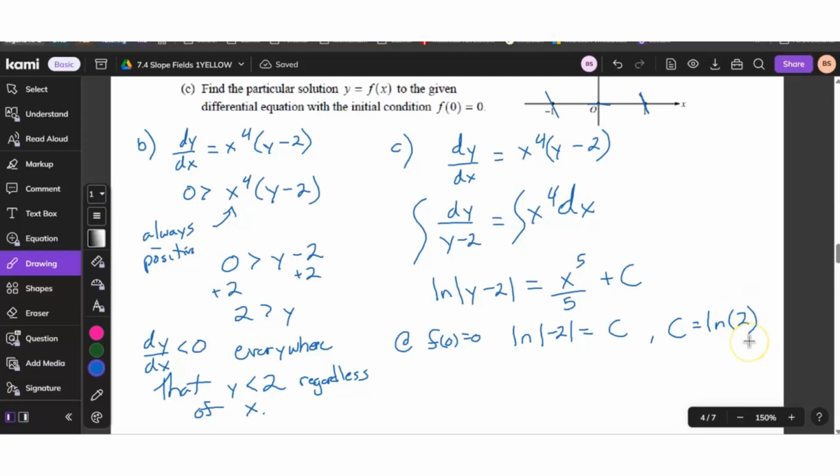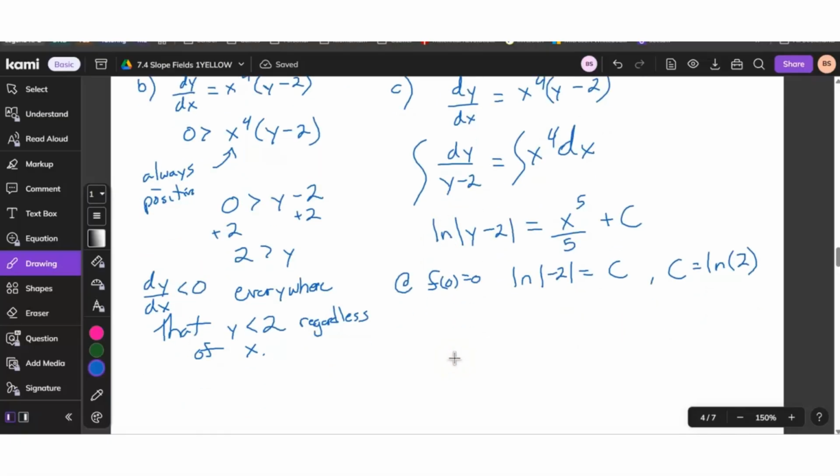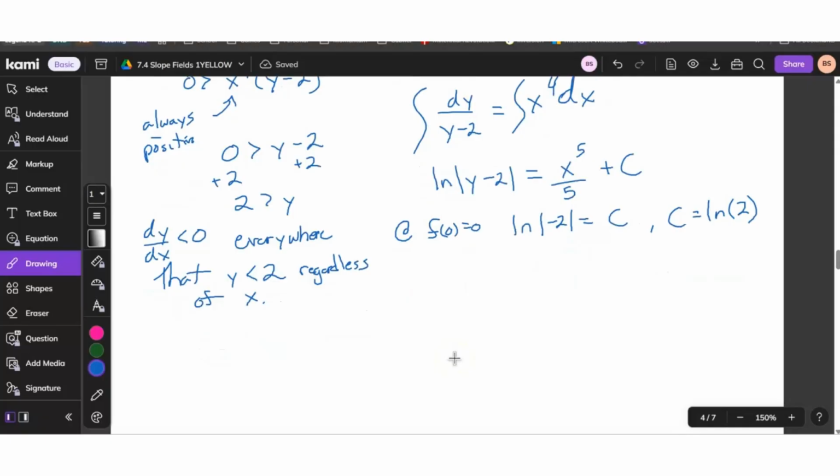What happened to x? Well, it's 0, 0, right? So 0 to the 5th over 5 is 0. Just like the y is 0, so I just got rid of them both. 0 over 5. Yep. So that's all we did. All right, now I'm going to write it out. So now I've got the ln of the absolute value of y minus 2 equals x to the 5th over 5 plus ln of 2. All right.